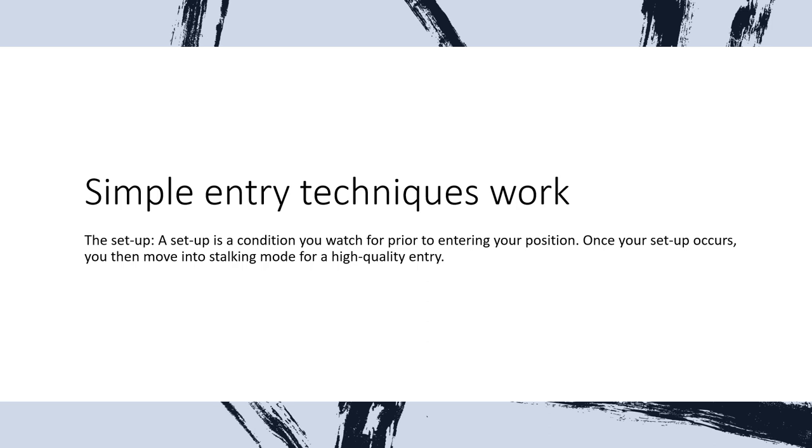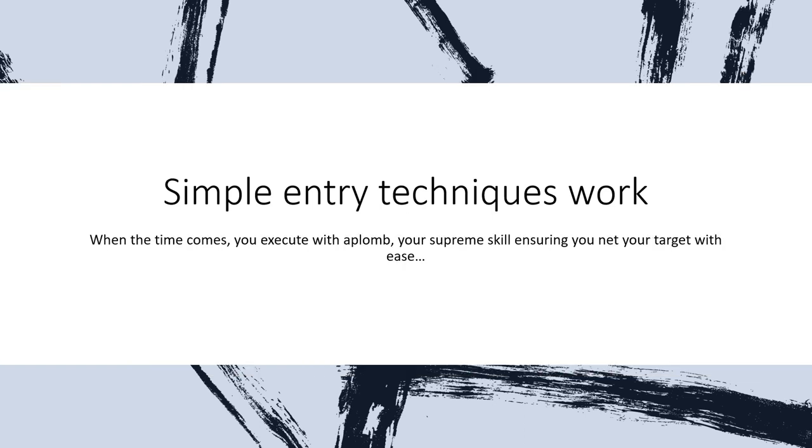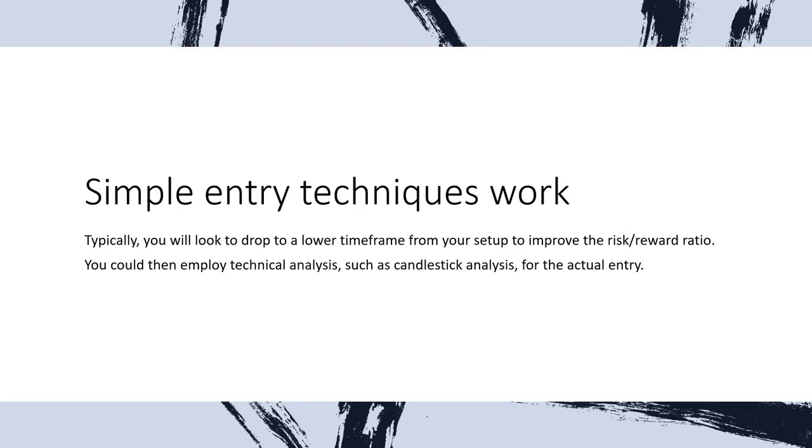Once your setup occurs, then you move into the stalking mode for the high quality entry to set your trigger. And the entry, now you become a hunter, spear in hand, pursuing the high quality entry with dogged determination, because your whole entire setup could have been perfect, but you entered at the wrong point. So you are face to face with the markets, unwavering while you wait for the perfect moment to strike. So when it comes time, you execute with aplomb, your supreme skill ensuring you net your target with ease. Or you simply set a limit order.